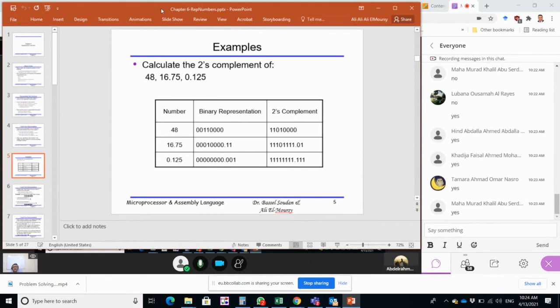So the slide 5 that we are showing here actually shows some. The first one was an integer. The two numbers here, 16.75 and 0.125, are real numbers. So in order to know that this is a real number, we use what's called the decimal point. The decimal point actually separates between the integer part of the number and the fractional part of the number. Right. Can we use this for binary?